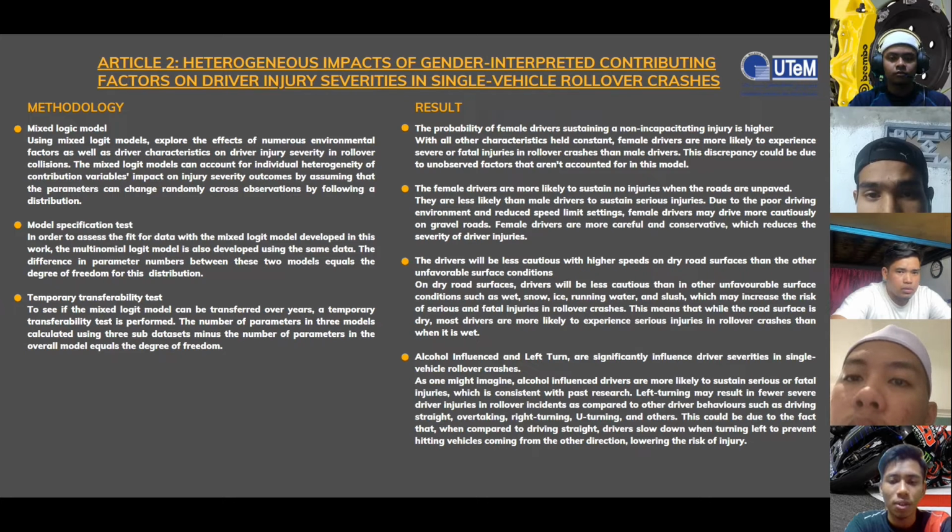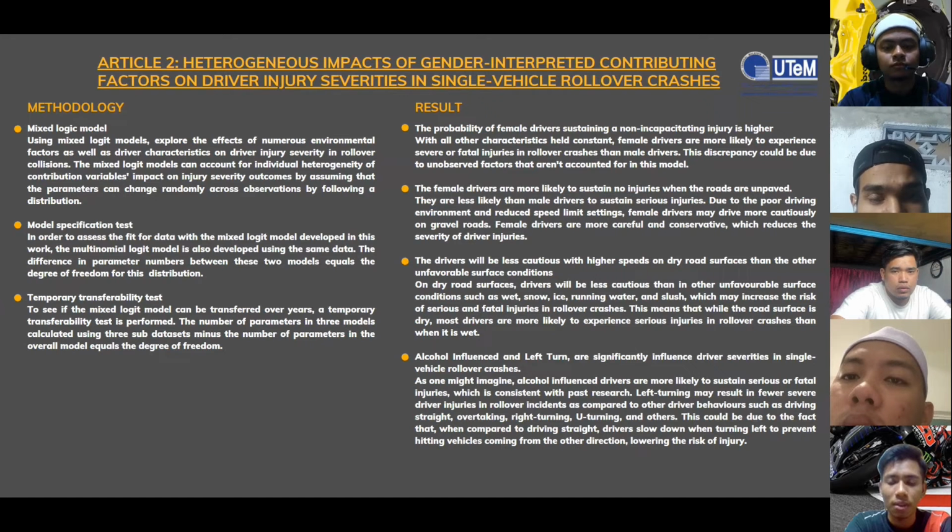Lastly, alcohol influence and left turn significantly influence driver injury severities in single vehicle rollover crashes. This could be due to the fact that when compared to driving straight, drivers slow down when turning left to prevent hitting vehicles coming from the other direction, lowering the risk of injury.